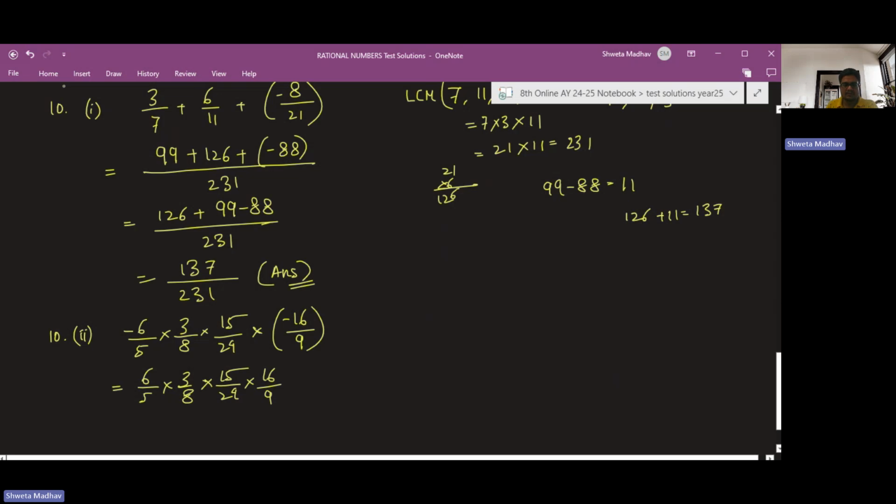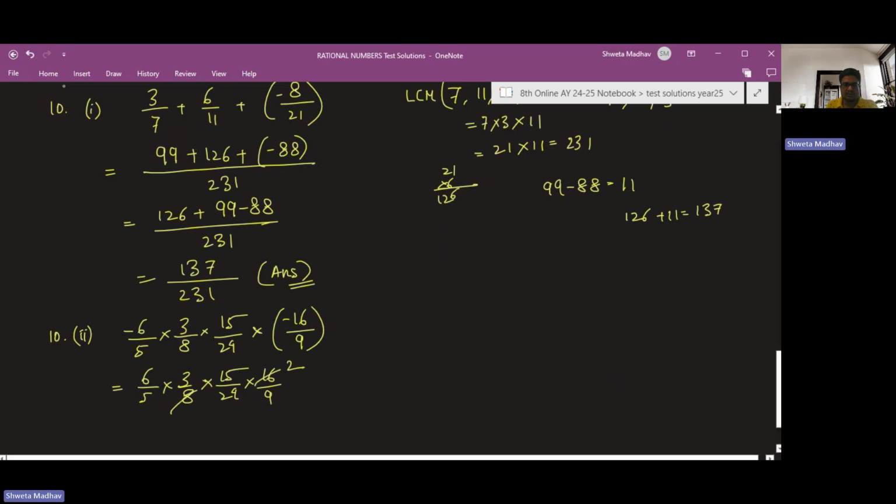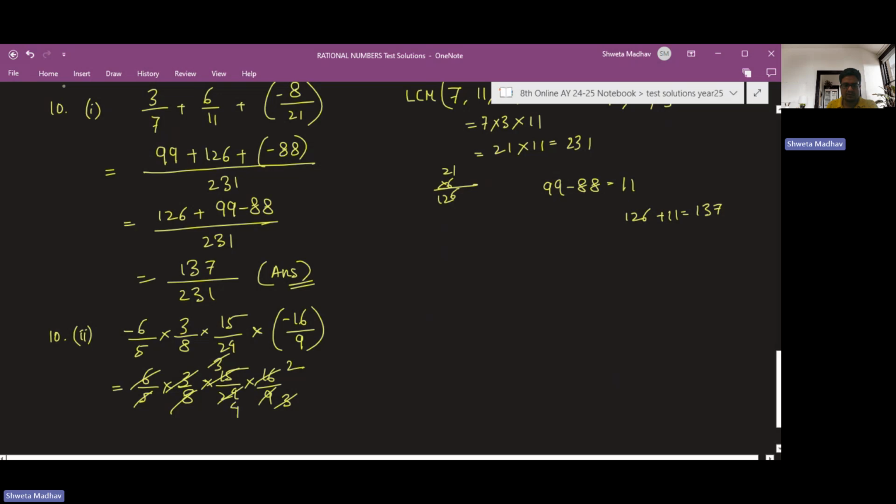Now here we can do some cancellation: 8 2s are 16, and 5 3s are 15, and 3 3s are 9, and 3 1s are 3, and 6 4s are 24, and 2 2s are 4. So this is equal to 1 by 2. So 1 by 2 is the answer.